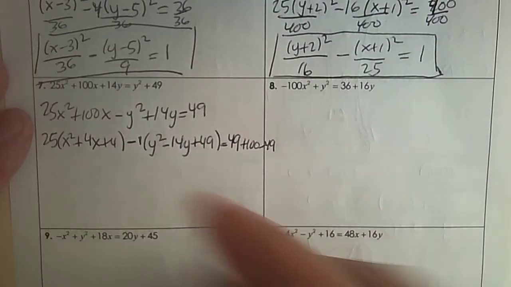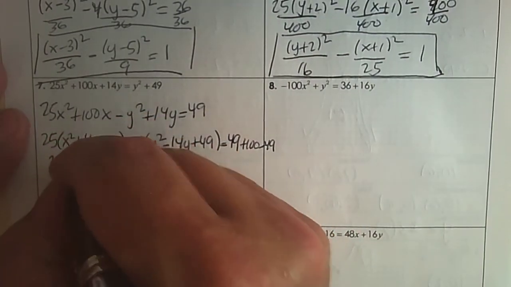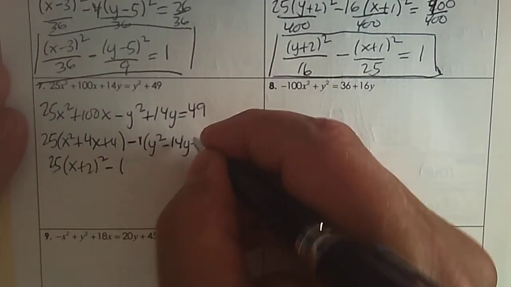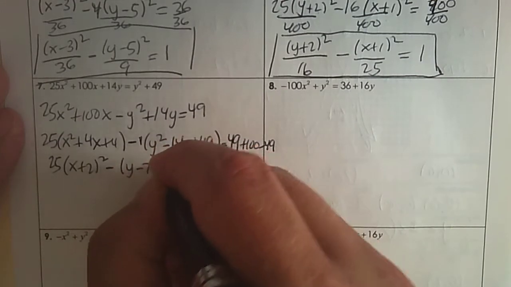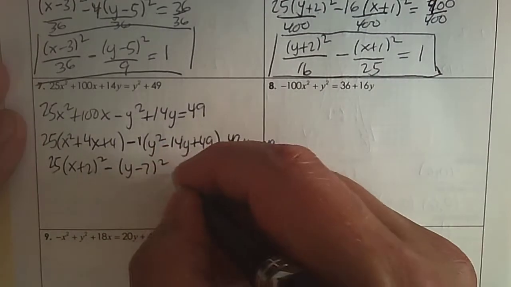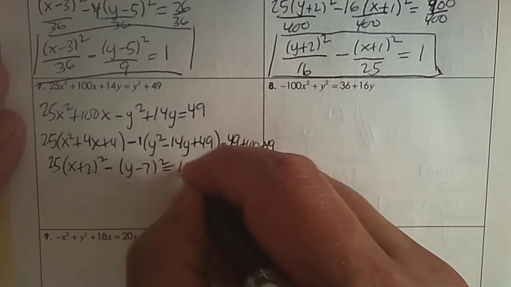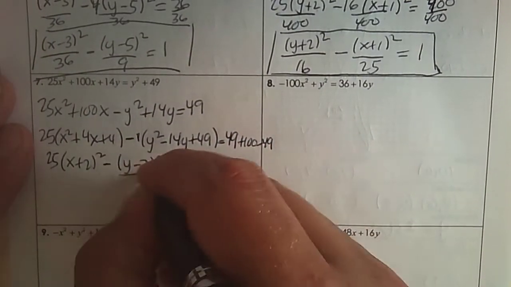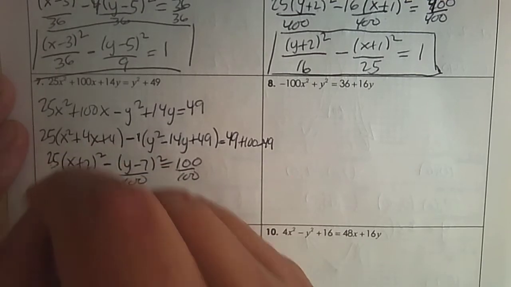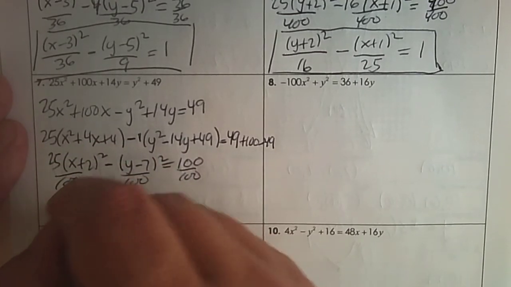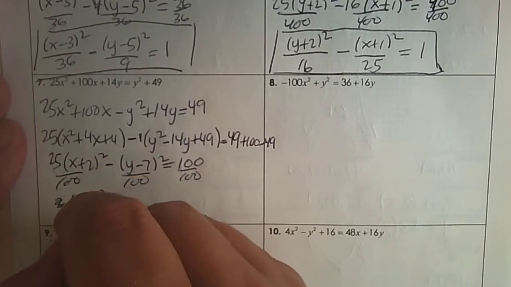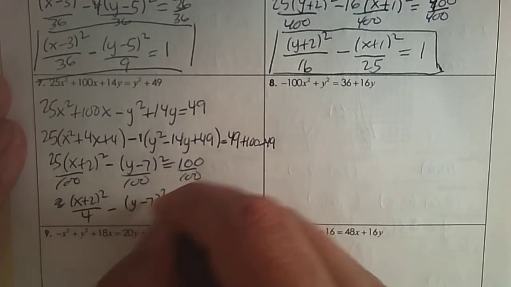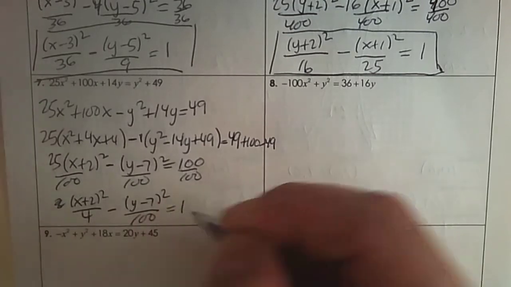Now we're going to factor. So that's x plus 2 squared. I don't need the negative 1. That's y minus 7 squared. And then combine like terms and you get 100. Divide everything by 100 and you have your answer. That is x plus 2 squared over 4. That is y minus 7 squared over 100, and that's equal to 1.